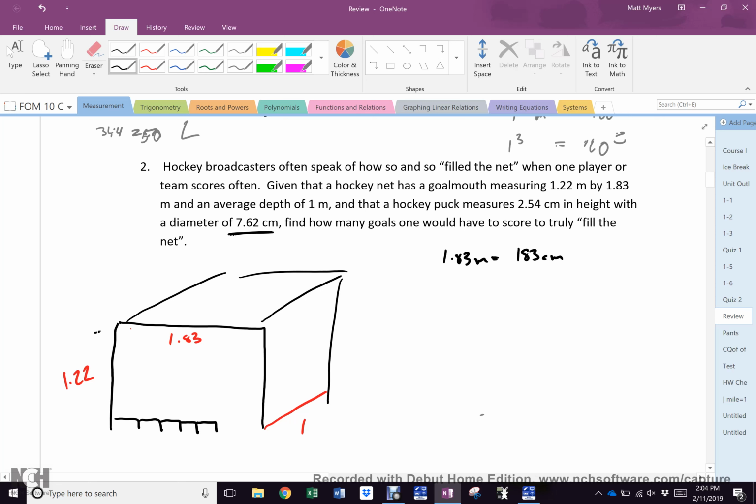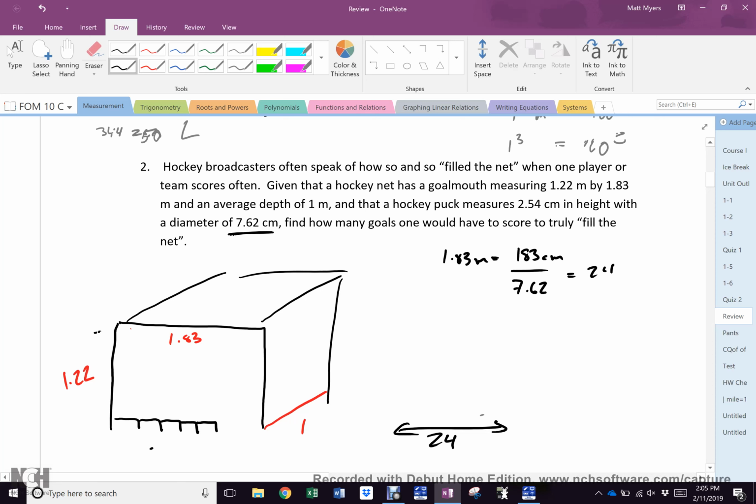How many pucks will fit across there? What math do I do? It's 183 centimeters across. The pucks are 7.62 centimeters. Divide by 7.62. And that gets me an answer of what? Do the math. You have the calculator. 24.01. How can I put a 0.01 of a puck? 24 pucks will fit across. Agreed? So I got 24 pucks, and I'm drawing them in black.